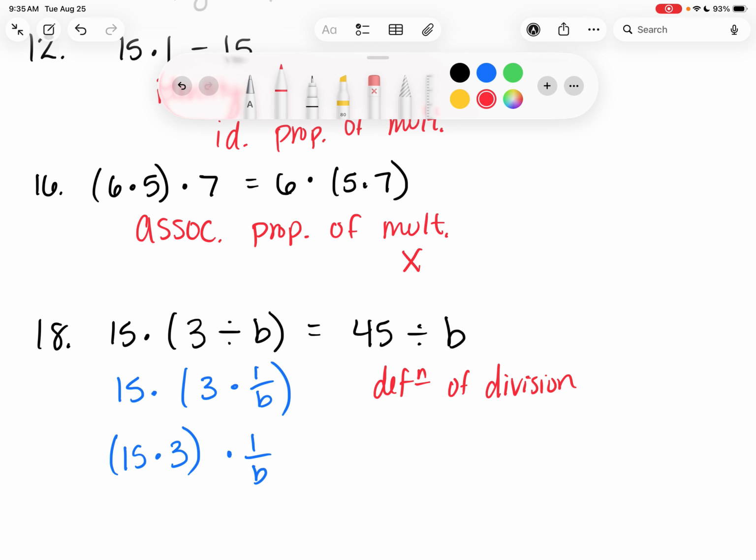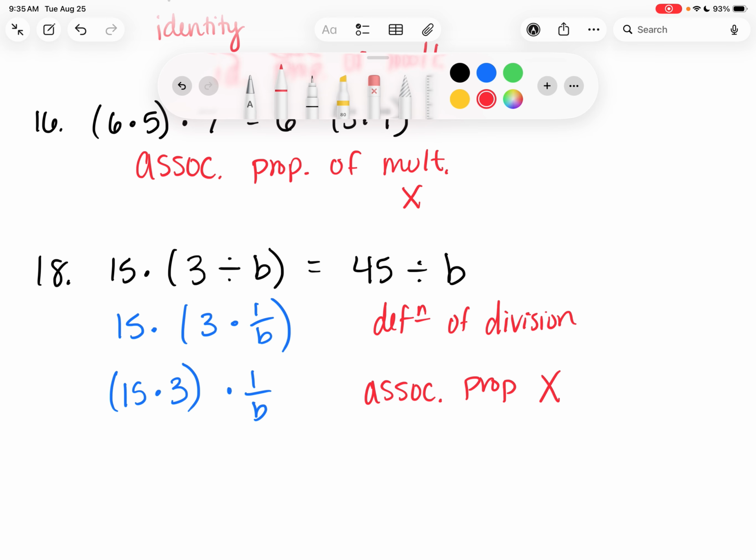We did it in 16. Associative property of multiplication. Yep. Associative property, I'm just going to do with an x for multiplication. That looks like my variable x. Let's do that.